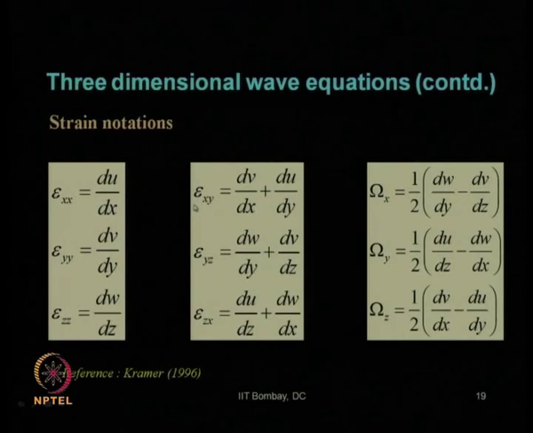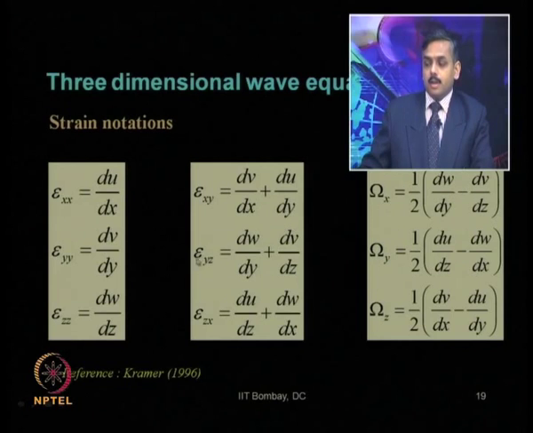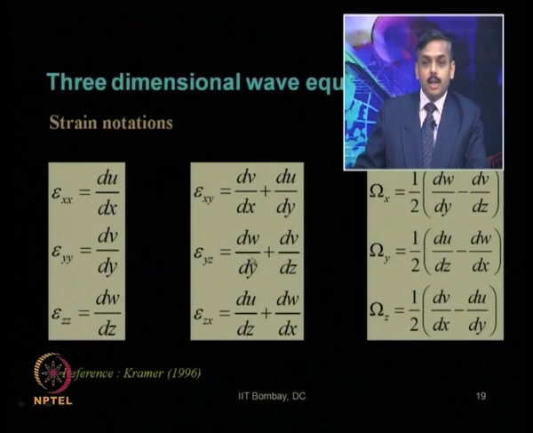What are the shear strains? These are the shear strains. Epsilon xy is del v by del x plus del u by del y, epsilon yz is del w by del y plus del v by del z, epsilon zx is del u by del z plus del w by del x. And what are the torsional strains? Torsional strains in the x, y and z directions can be represented by these equations.